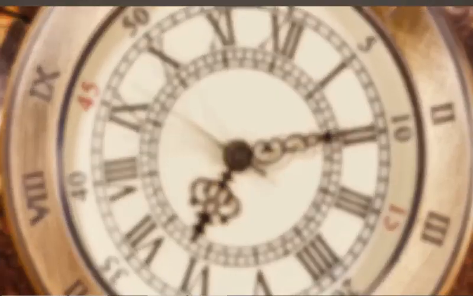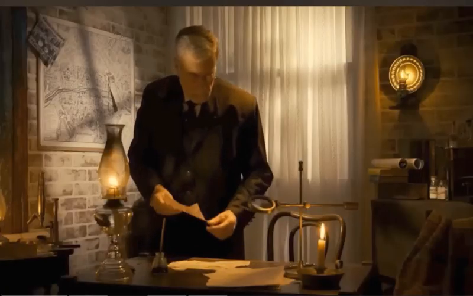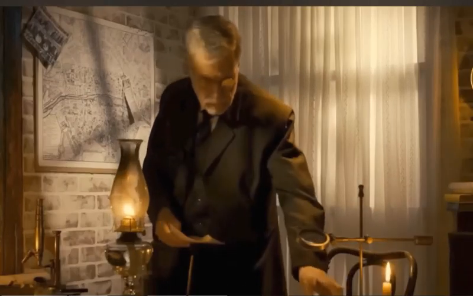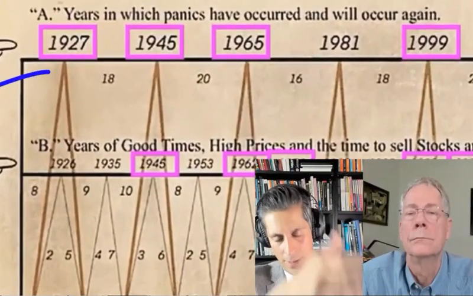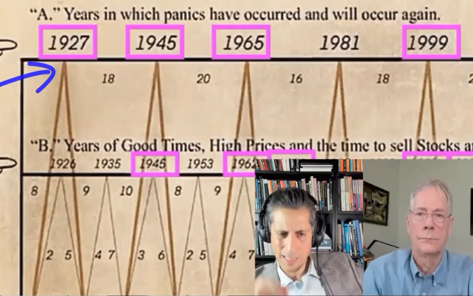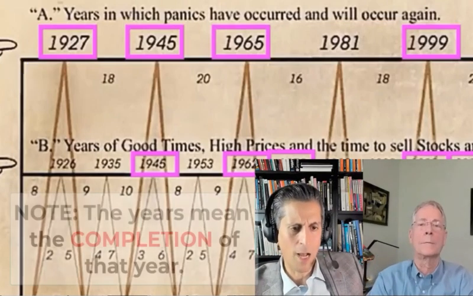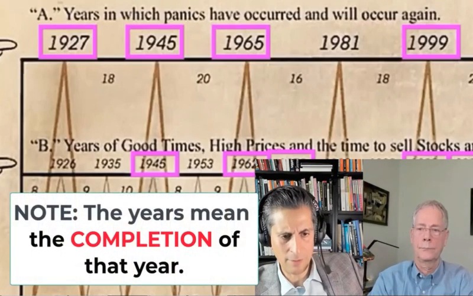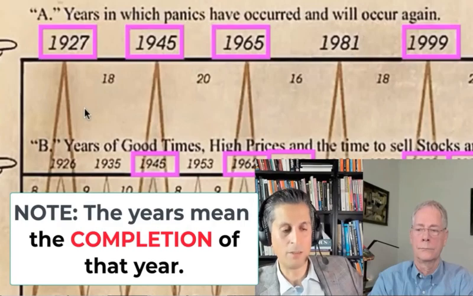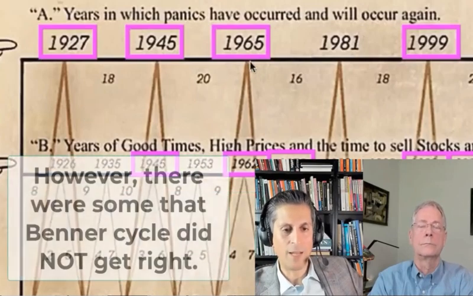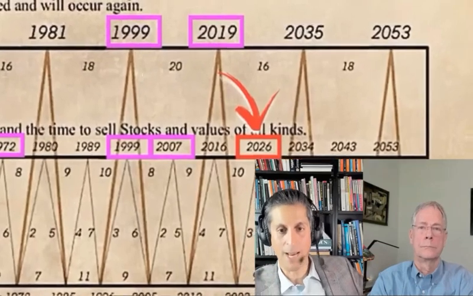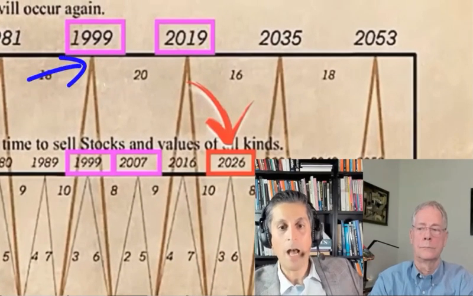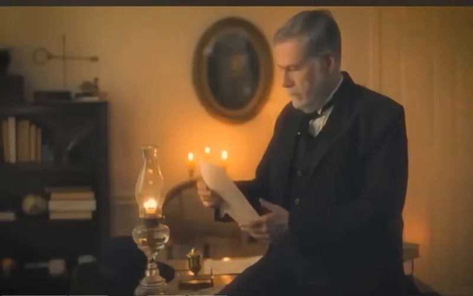Now, this is a Benner cycle, as I'm sure you know, Bob. Samuel Benner devised this cycle back in the late 19th century. And a lot of his calls, over 100 years ago, were correct. He called the 1930s Great Depression. He got it wrong by about a year or two, but essentially he was right, as you can see, 1927. The market crash top occurred in 1929. 1945, 1965, these are all correct. The biggest one to me that's interesting is the dot-com crash he was absolutely correct about.